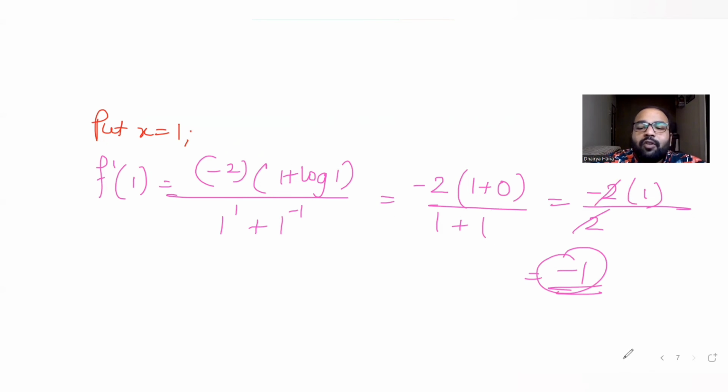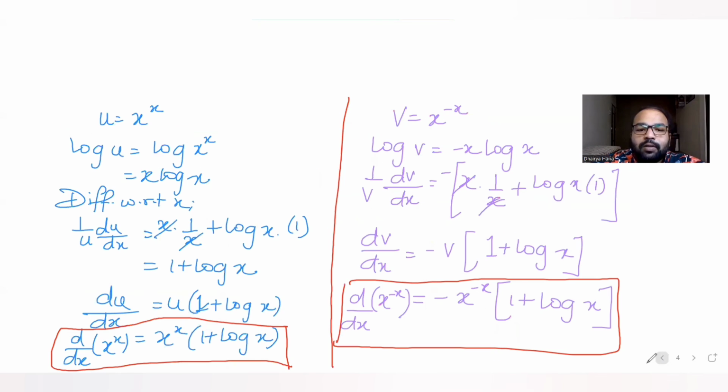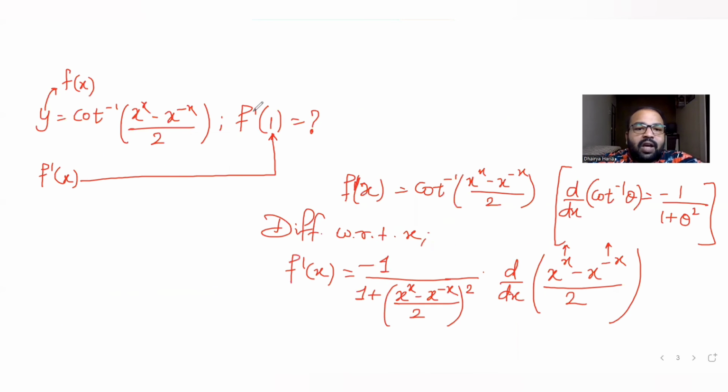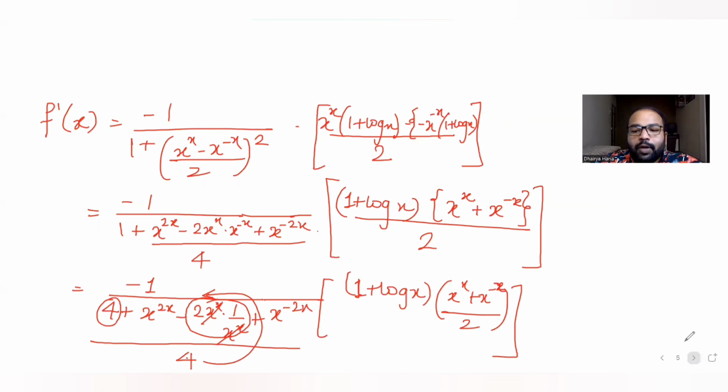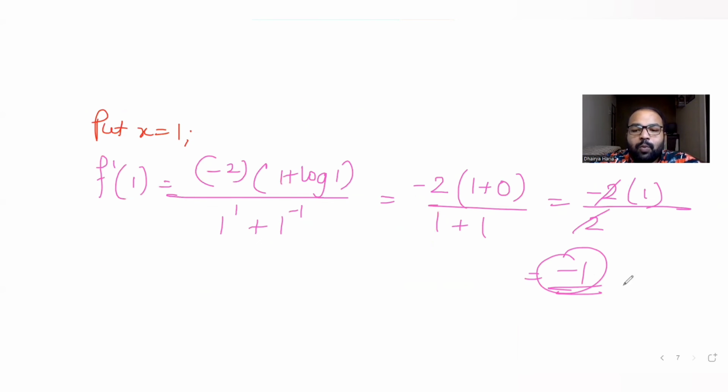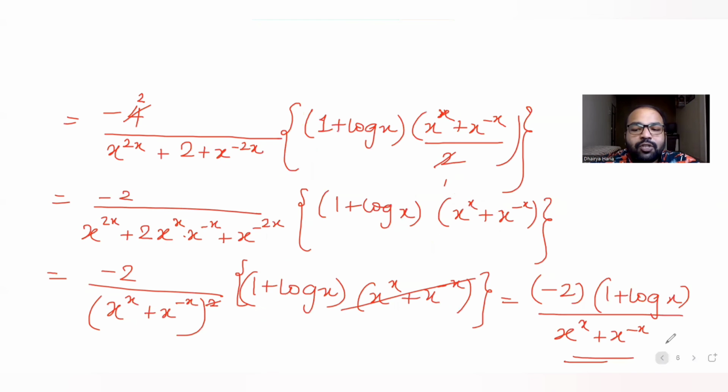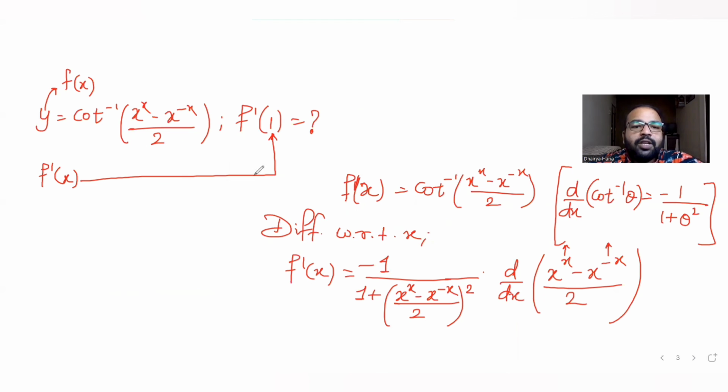So the answer for the question which is asked to us, that was f dash of 1, came out to become minus 1, and that matches with our option A. So the answer for the question came out to become option A. I hope you have understood how to solve this kind of questions where differentiation is involved. So this was a pretty easy question. You just needed to find f dash of x and then put x is equal to 1 to get the answer for the question asked.